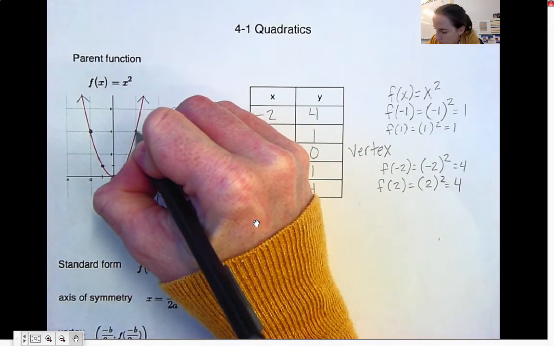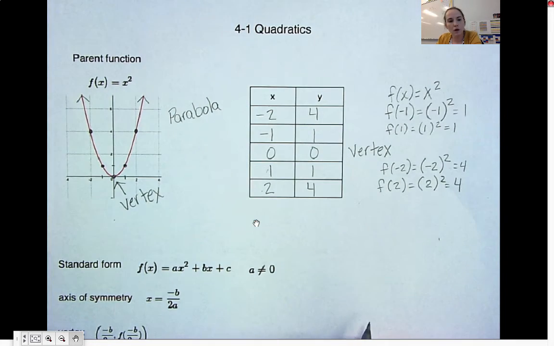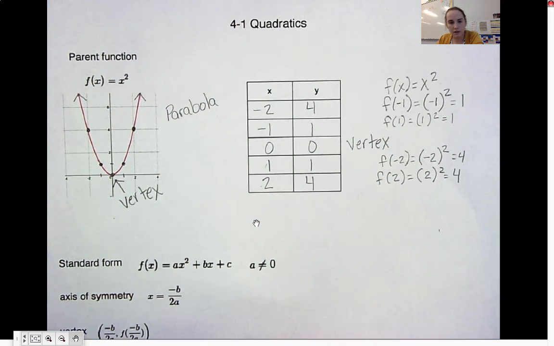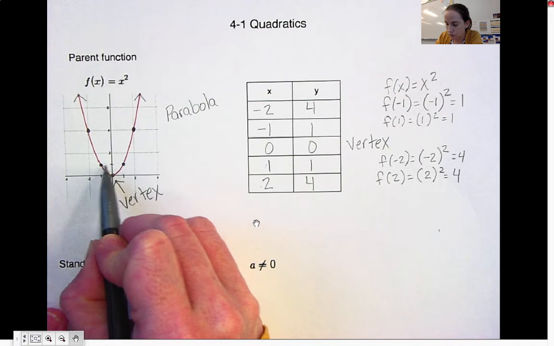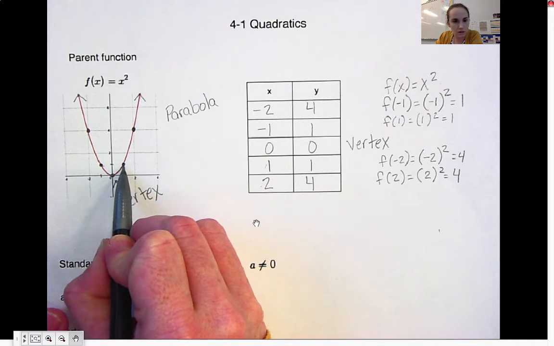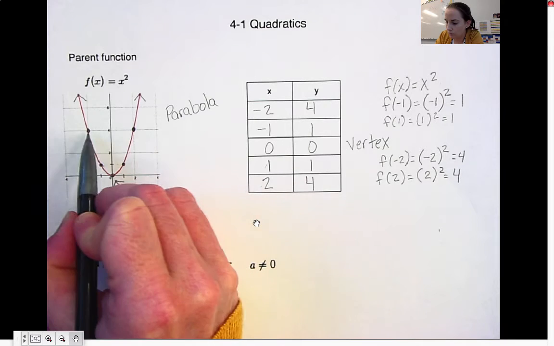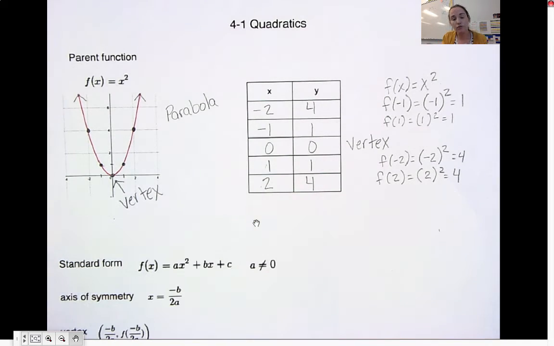So there's something special that's happening here. When I find the vertex, and that's the lowest or the highest point, and then I move to either the left or the right, there will be a point that is directly across from it. So see how these 2 points line up horizontally, which means I can fold this graph in half and it will line up.